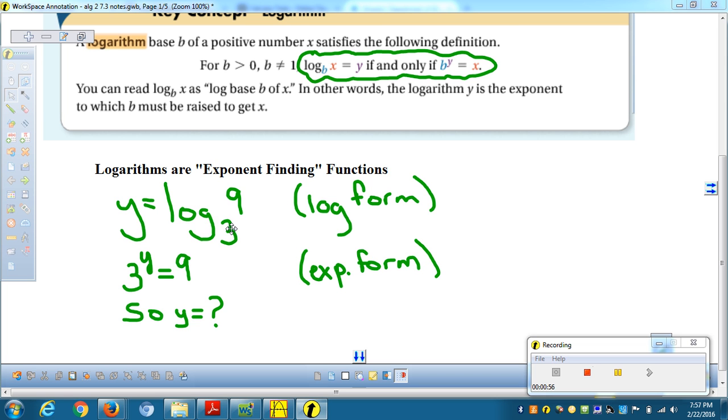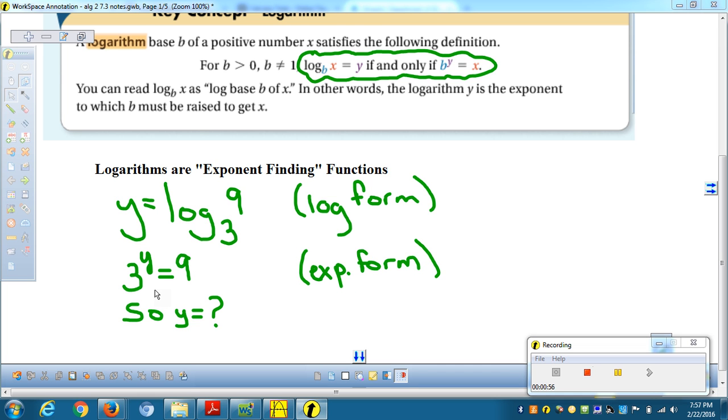And if we were asked to change that to exponential form, well, the base of the log is also the base of the exponential. So if it's log base 3, then we have 3 as the base of our exponent. And I always say that logarithms are exponent-finding functions. So when you perform a log, you are finding an exponent. So that means 3 is the base. That means y must be the exponent. And then the number that's left is what we set this equal to. So we have 3 to the y equals 9. That is called the exponential form.